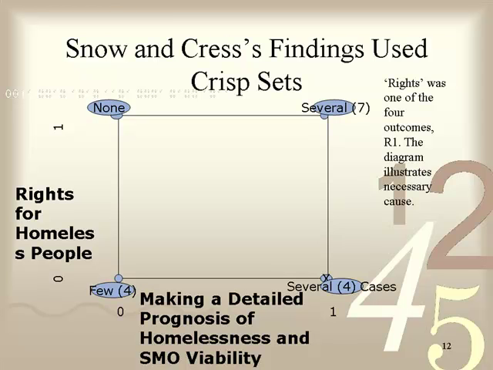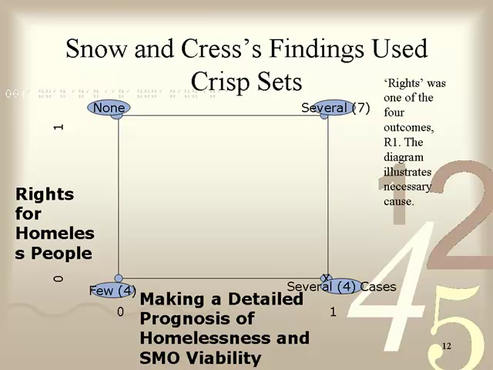Seven cities had achieved rights under these conditions, and none had achieved rights for homeless people without that joint condition being the case. So we're looking for this sort of pattern, and my diagram shows none at the left, several at the top right, few at the bottom left, and several at the bottom right. That's a typical pattern for necessary causality.